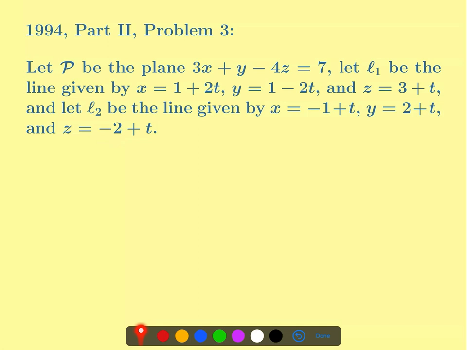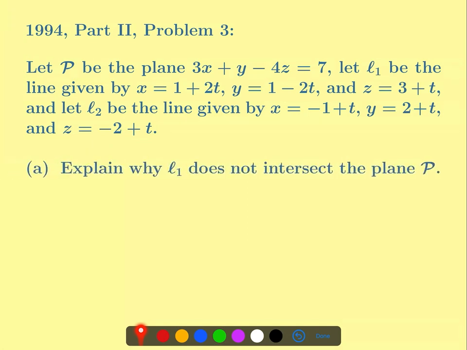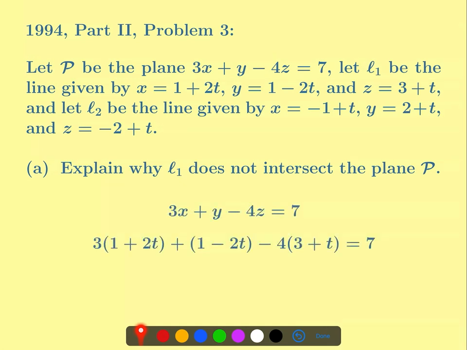And the first question for this is, explain why L1 does not intersect the plane. So we want to know if there's any point x, y, z on L1 that satisfies this equation. So we just go ahead and try these points in this equation and see what happens. So this is the plane, and I'm plugging in x equals 1 plus 2t, y equals 1 minus 2t, and z equals 3 plus t. And I'm trying to see what happens when I do that. And this is the equation we get.